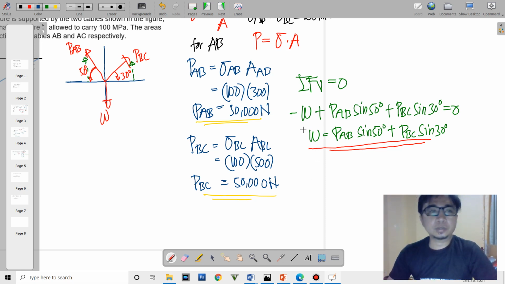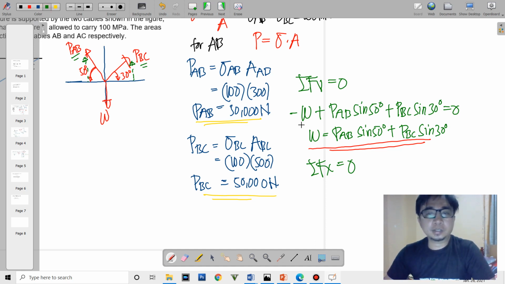So an investigation could be done by summation of forces in X, because if we use the other one, it will involve the unknown W, so there will be a lot of unknowns. Unlike on X, it will be just involving AB and BC, because AB and BC will just have to pull each other along the X direction.